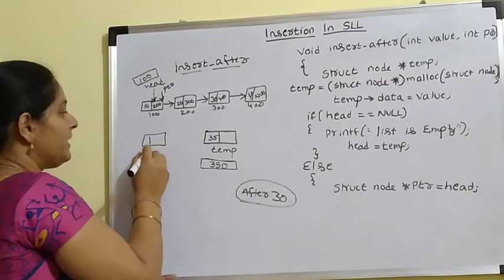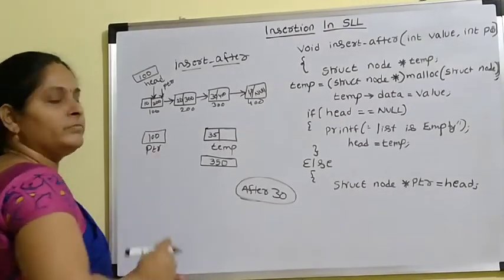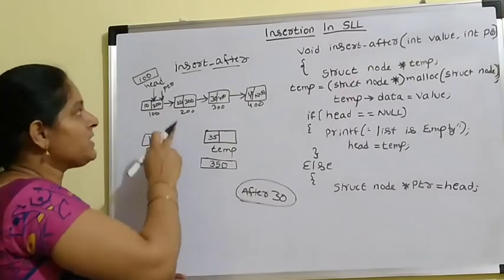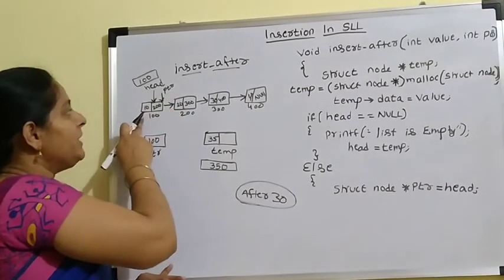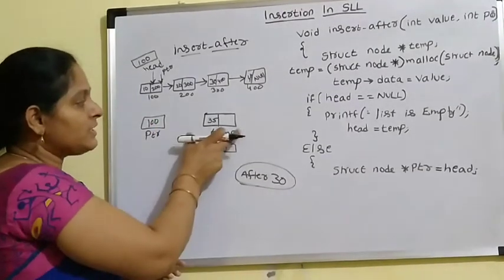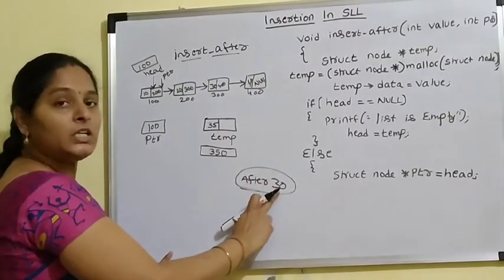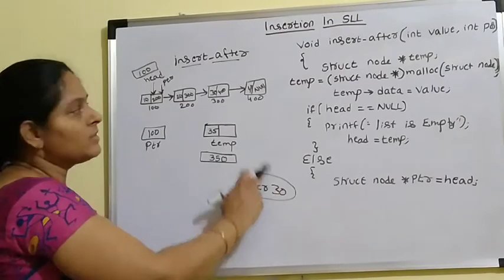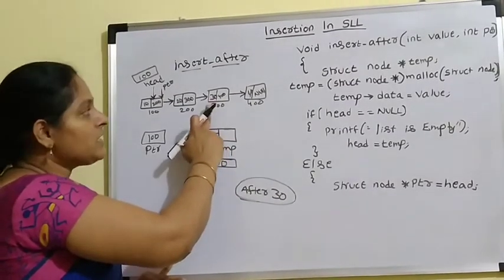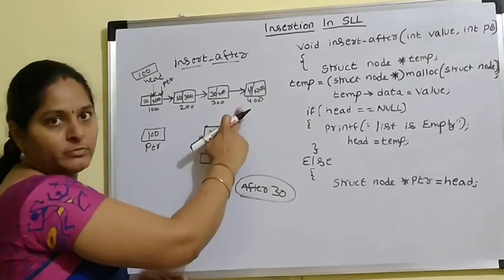Now ptr address is 100. Clear? Now next step, what we need to do is, with this ptr, we need to compare the data part. Why? Because here I want to insert my temp node after the node 30. So in the diagram where the 30 is available, in the third position. That means after 30 I need to insert temp.